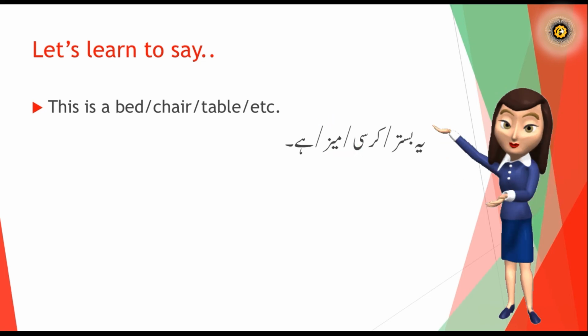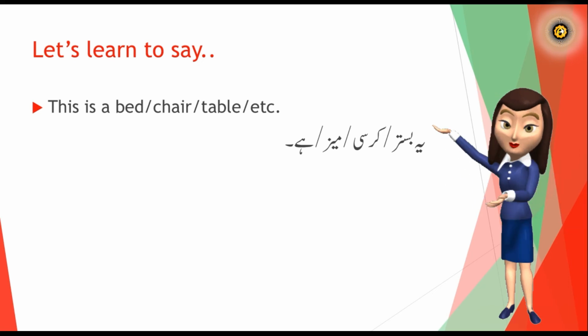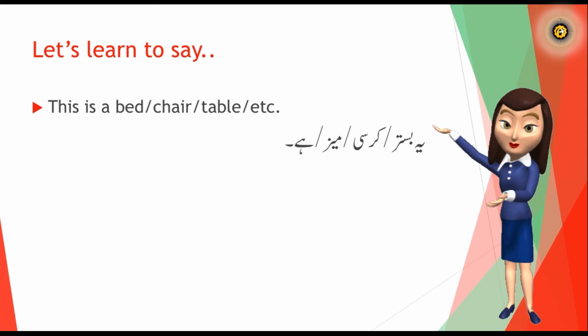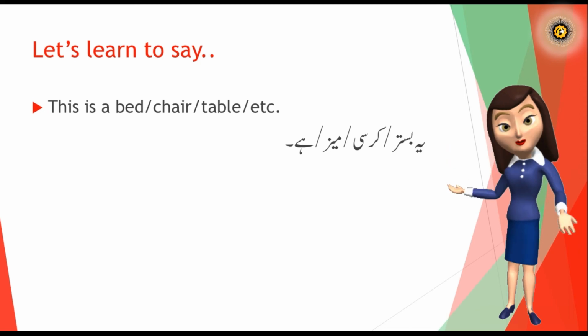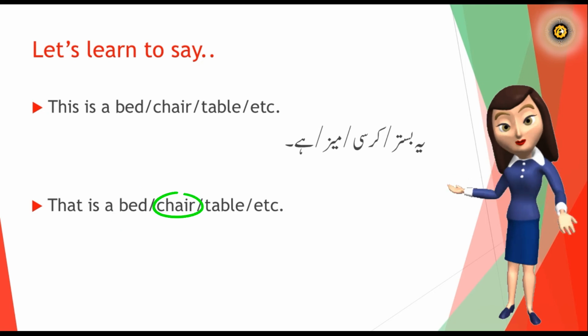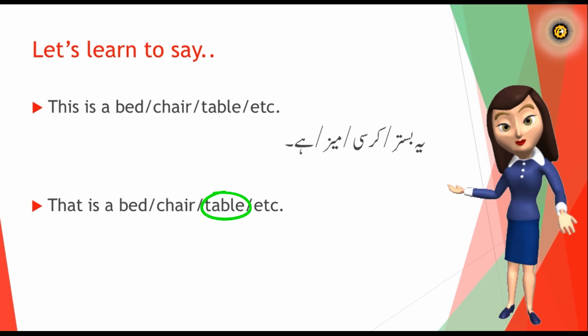Alright. In these sentences we said this. So the things were close to us and we were telling about them. How about the things are far away and we are talking about them? We are going to say that is a bed, or that is a chair, or that is a table. So how do we say that in Urdu?